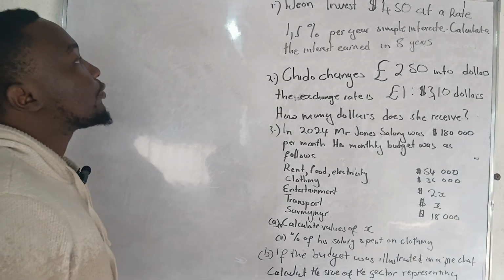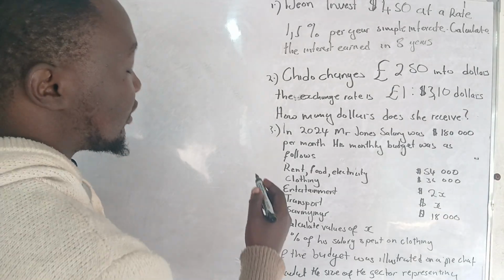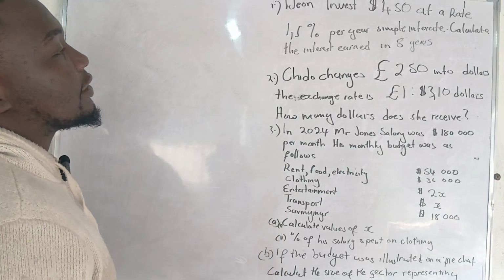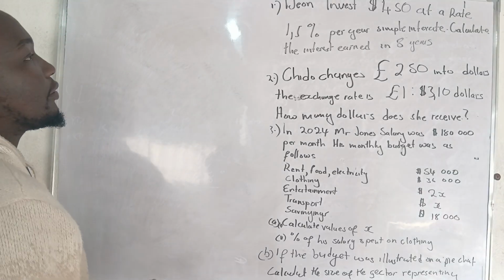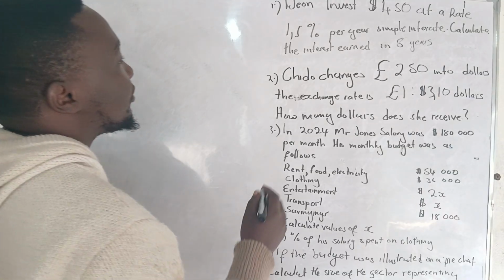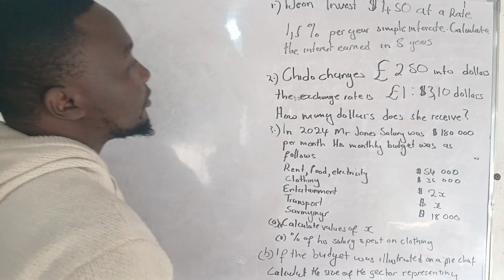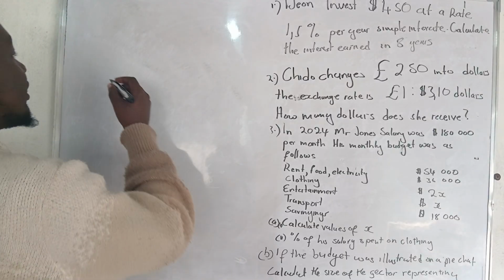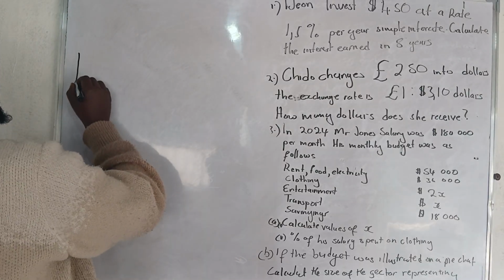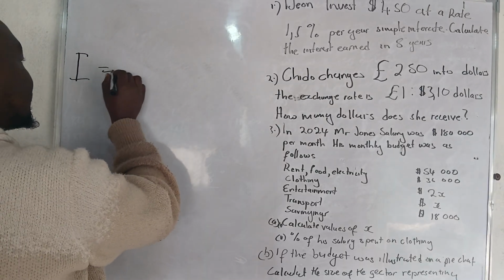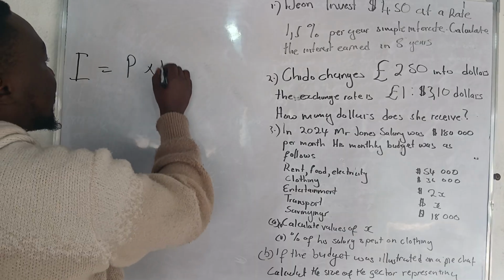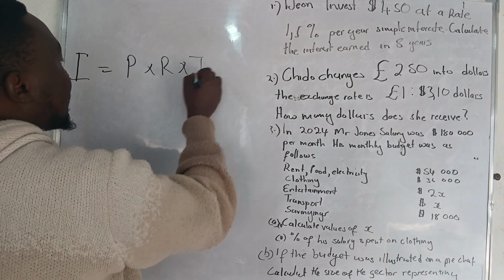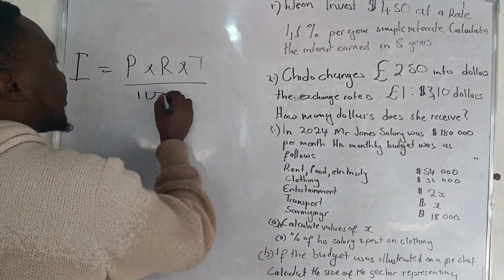So let's look at the first question. Dion invests $450 at a rate of 1.5% per year, simple interest. Calculate the interest earned. Remember the interest formula: interest is equal to principal multiplied by rate multiplied by time divided by 100.